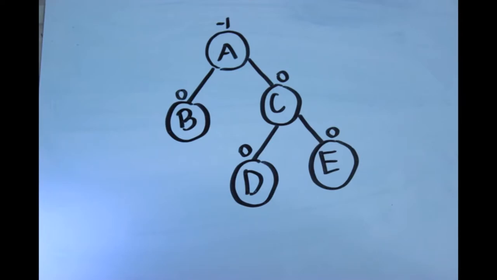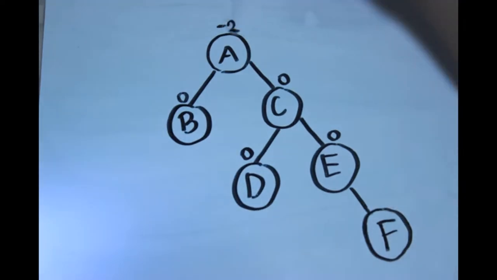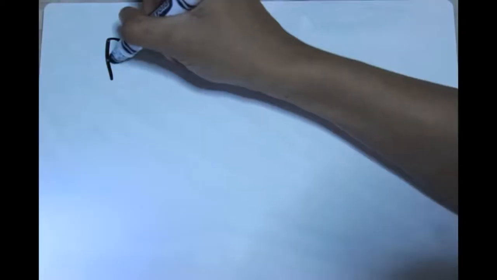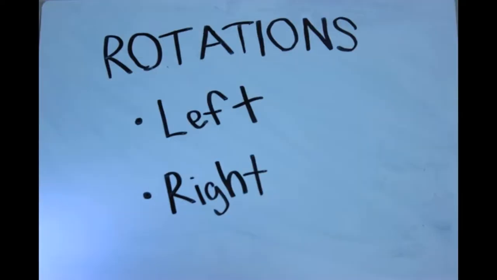Now let's try to insert this node. Let's check the balance factor again. Since the height of the right subtree of node A was increased by 1, we can say that A has a balance factor now of -2. This means that node A is now unbalanced. And to balance the node, we perform what we call rotation. There are two basic kinds of rotation, left and right rotation.